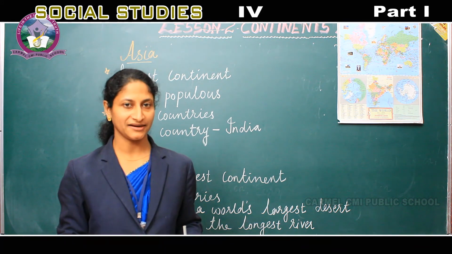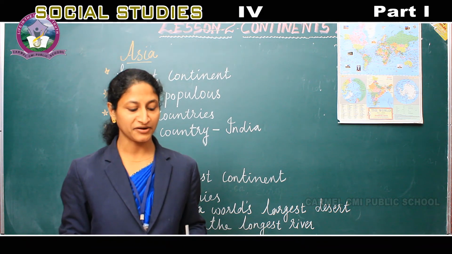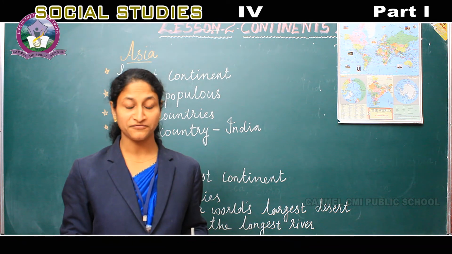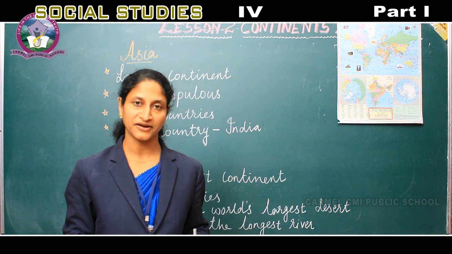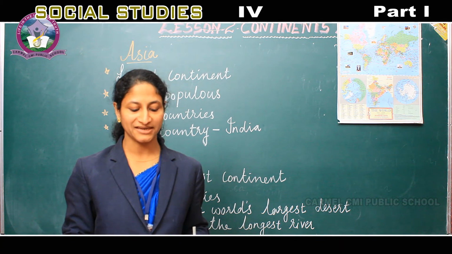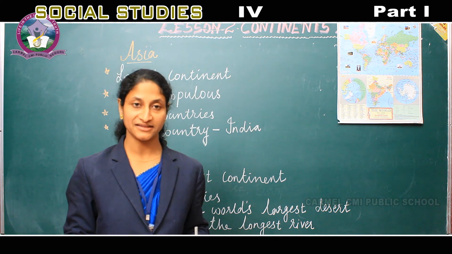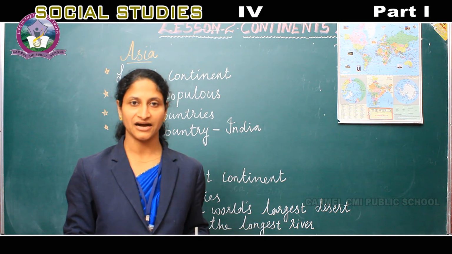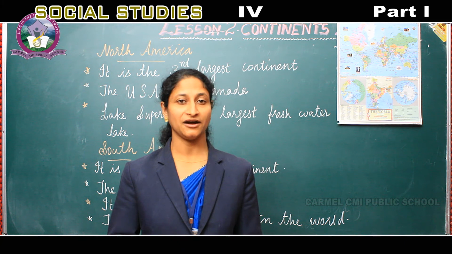Now let's go through the textbook. The second continent is Africa. Africa is the second largest continent. There are 55 countries in Africa. Egypt and South Africa are the prominent countries in Africa. The Nile, the longest river in the world, and the Sahara, the largest desert, are in Africa. Now we have discussed Asia and Africa.